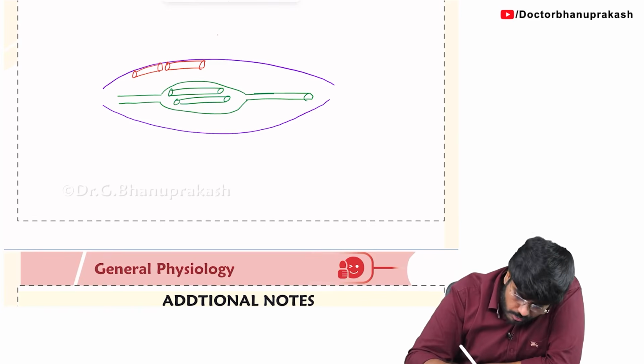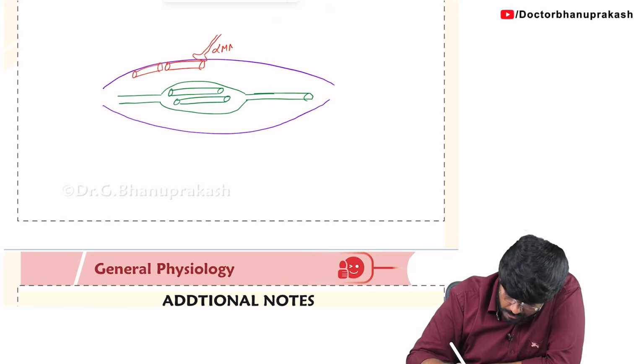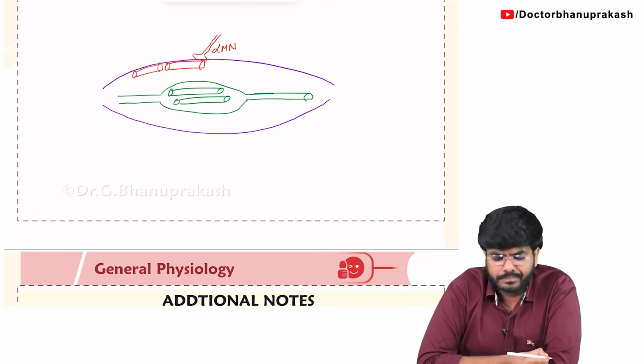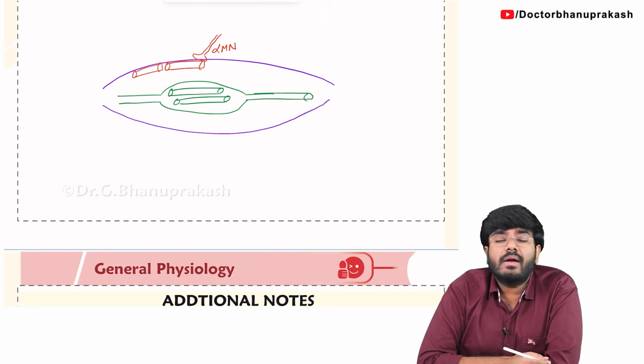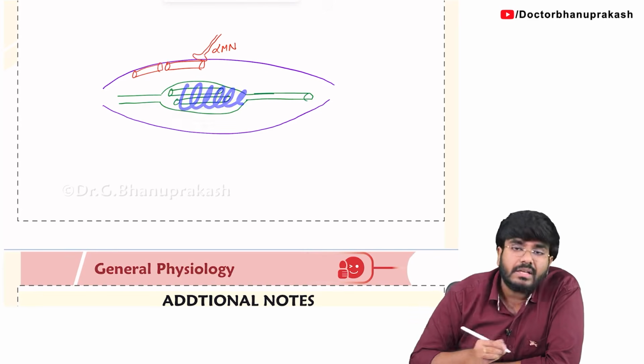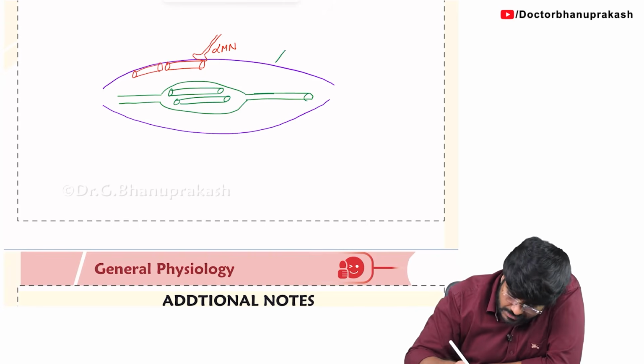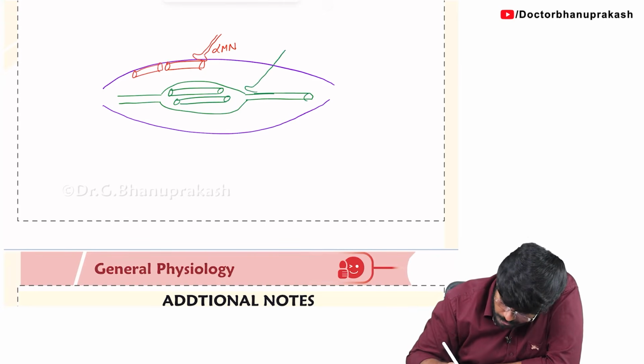For the contraction of extrafusal fibers, there is a neuron called the alpha motor neuron. Alpha motor neuron is going to cause the contraction of the extrafusal fibers. Then you will have an automatic doubt, sir, which neurons are going to cause the contraction of these intrafusal fibers? For that, there is a different neuron called a gamma motor neuron.